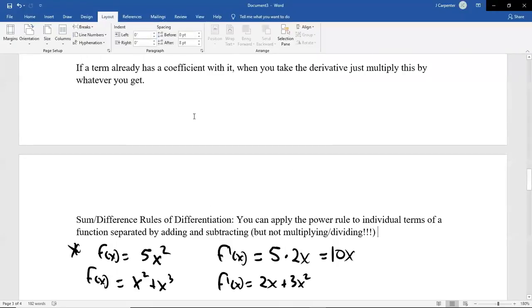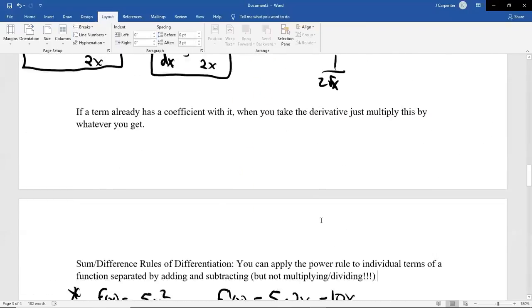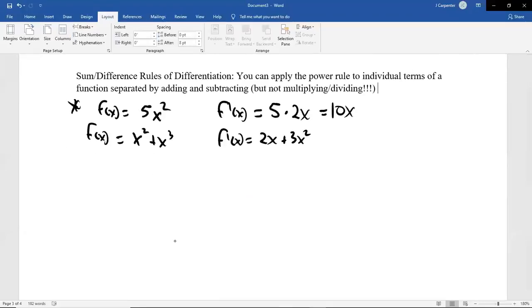That's what these last two statements say. If there's a coefficient, multiply the coefficient by whatever you get. If there's pluses and minuses, just do the terms individually. If there's products or quotients, there's a whole other section for that, spoiler alert. So with that being said, let's get into example 2.